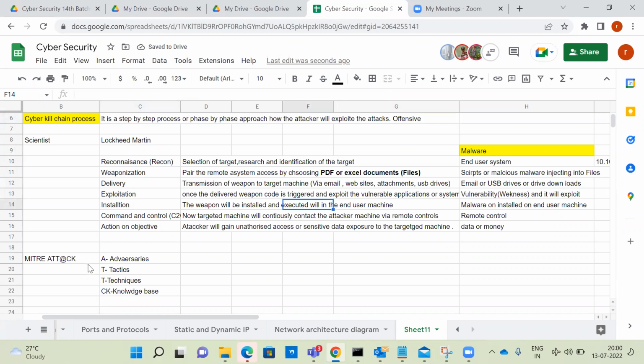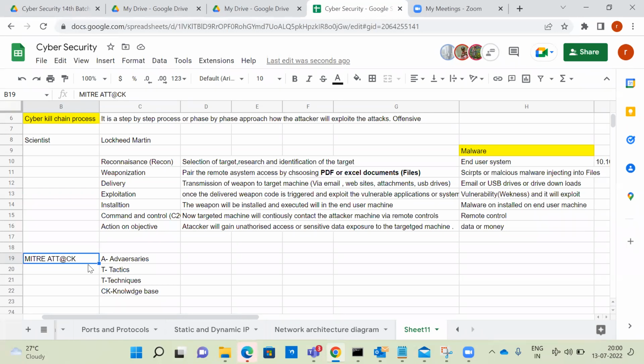So the MITRE framework, on the other hand, is a combination of both offensive and defensive. It combines attack exploitation, and it also provides defensive controls. Whenever any attack is coming into the organization level, it tells how we can take care of it with preventive mechanisms.